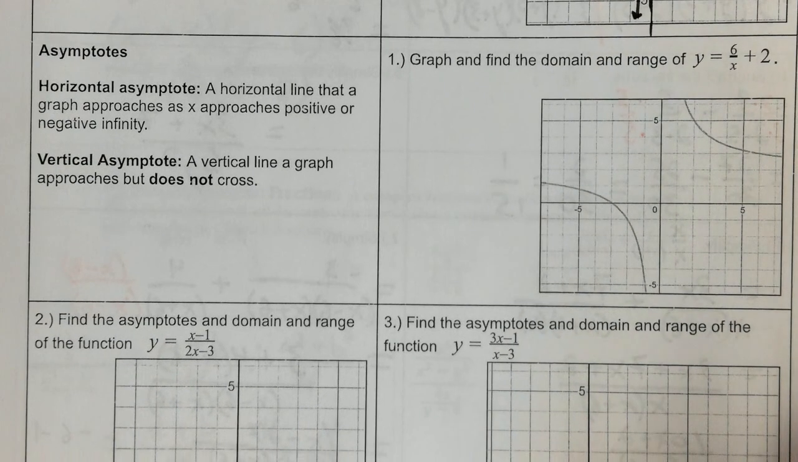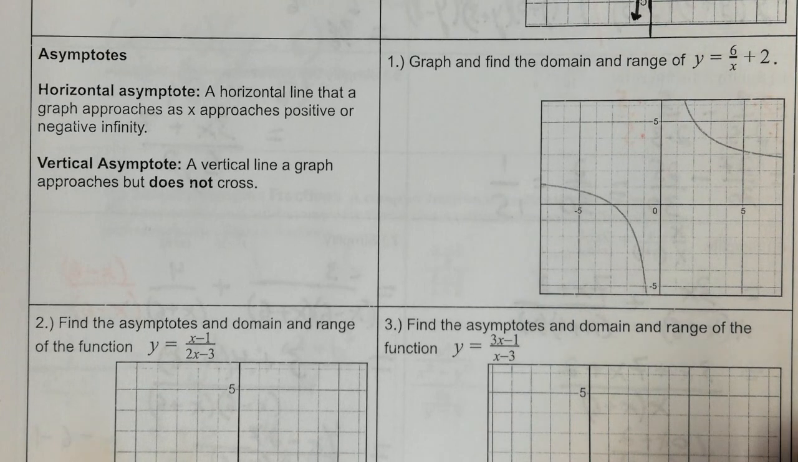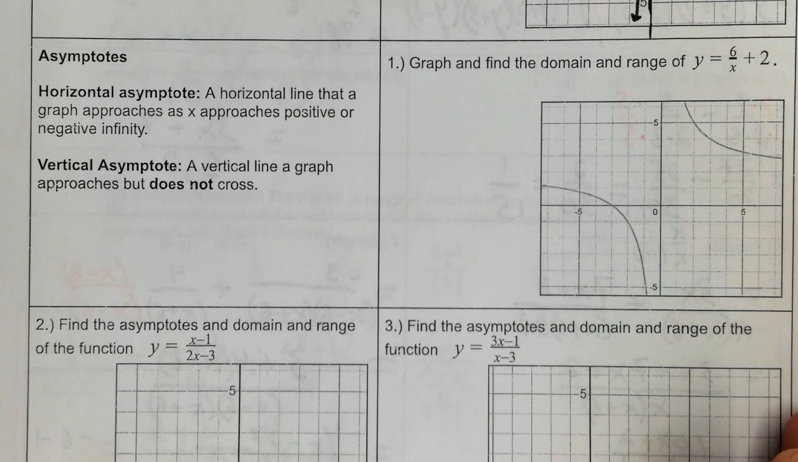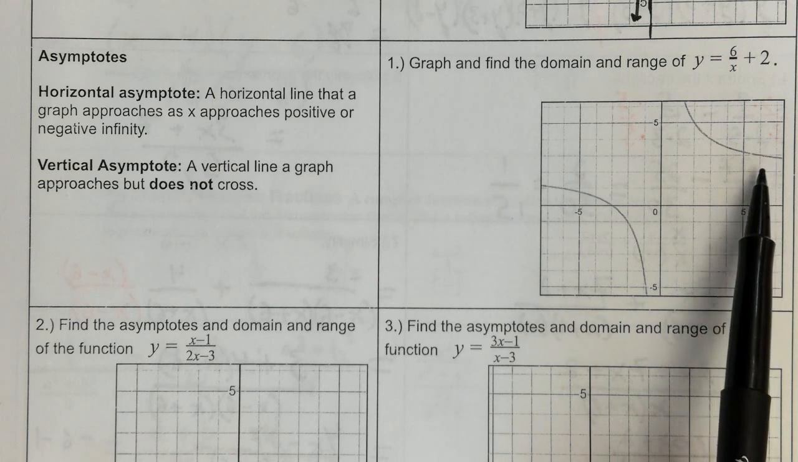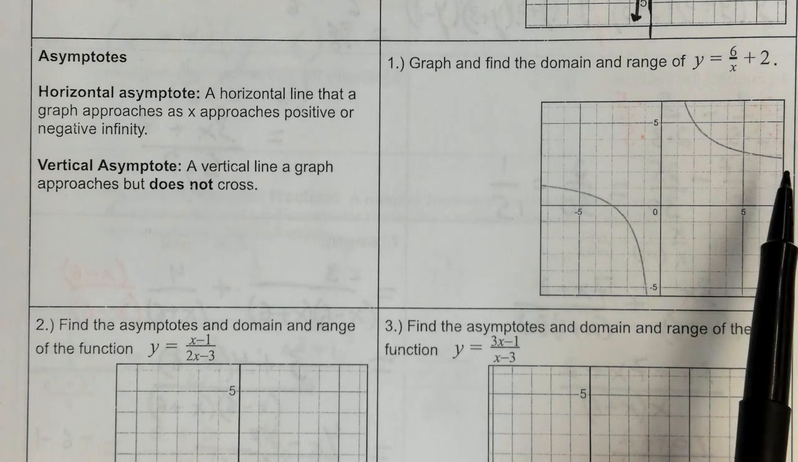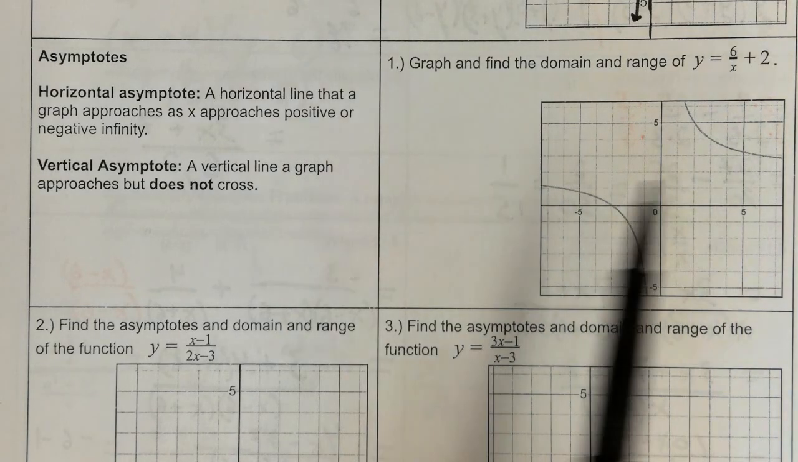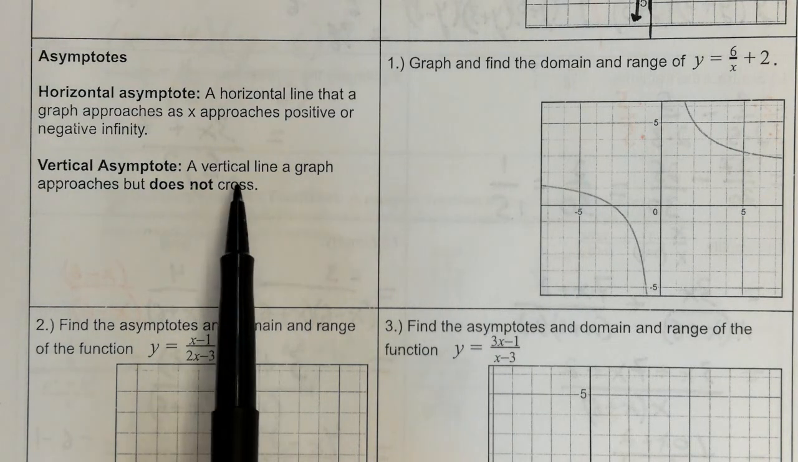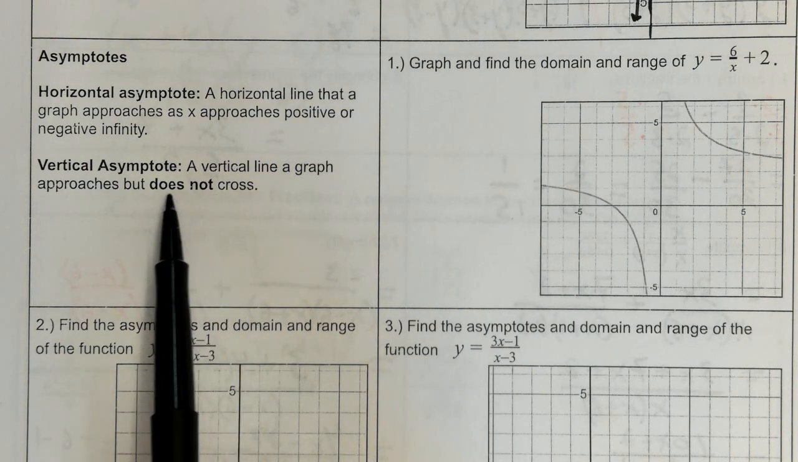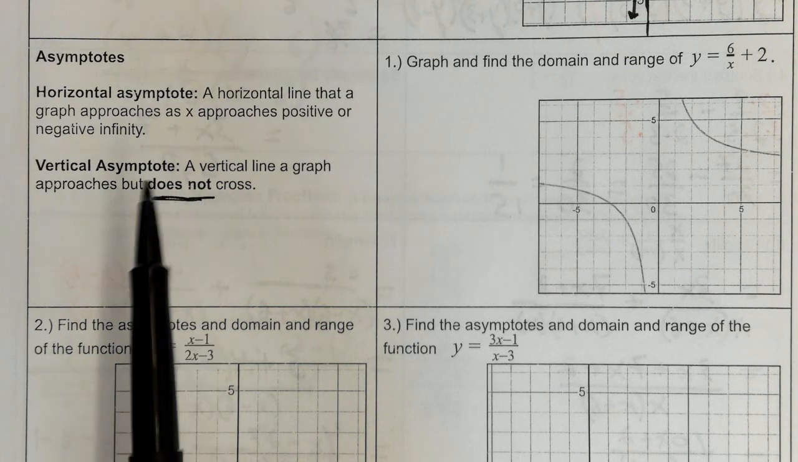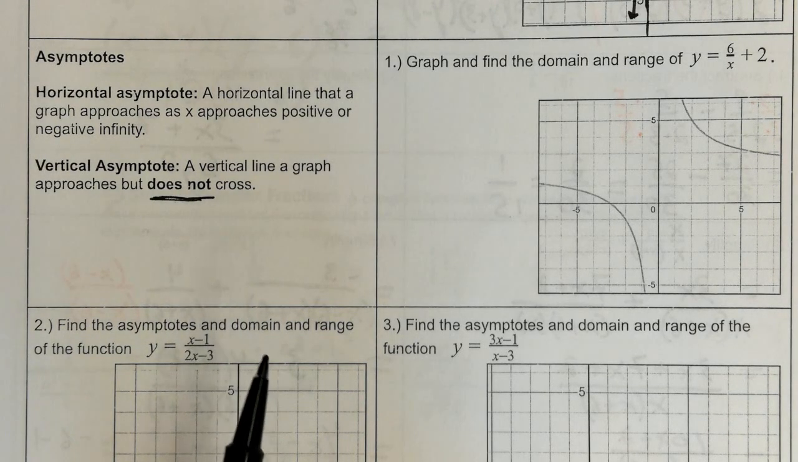Some students think that you can't cross a horizontal asymptote. That's not actually true. You can cross it as long as the graph gets closer and closer to it as you move to the right or as you move to the left. A vertical asymptote is a vertical line in a graph that it approaches but does not cross. You can't cross a vertical asymptote because of that divide by 0 situation.